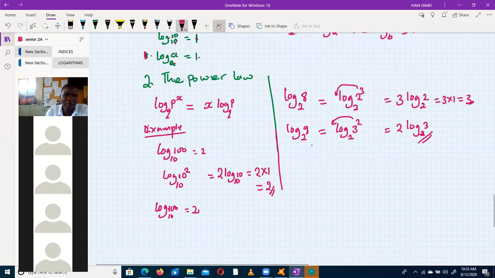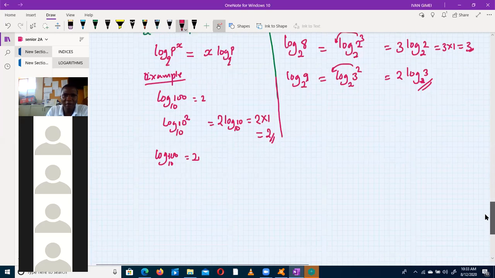Is that clear now? Yes. Okay. That's now the second law. I just want to introduce these laws so that we apply them in the next lesson. There are 2 more laws left.